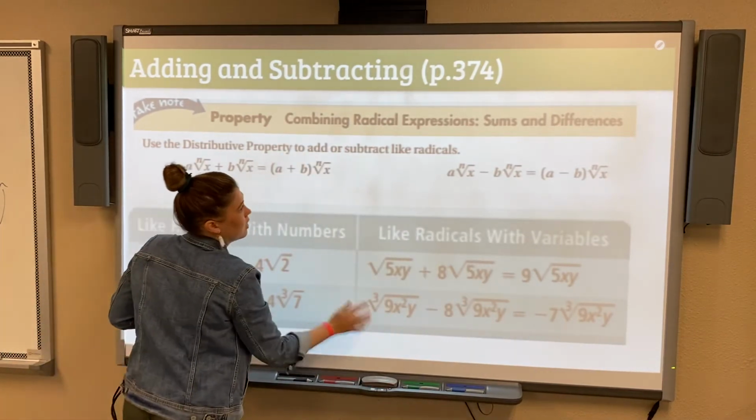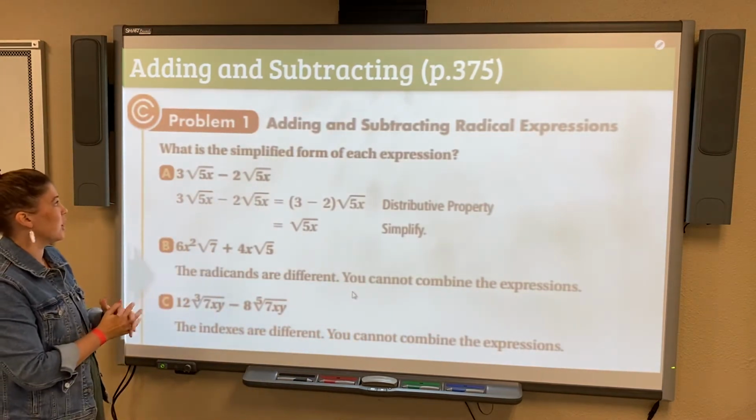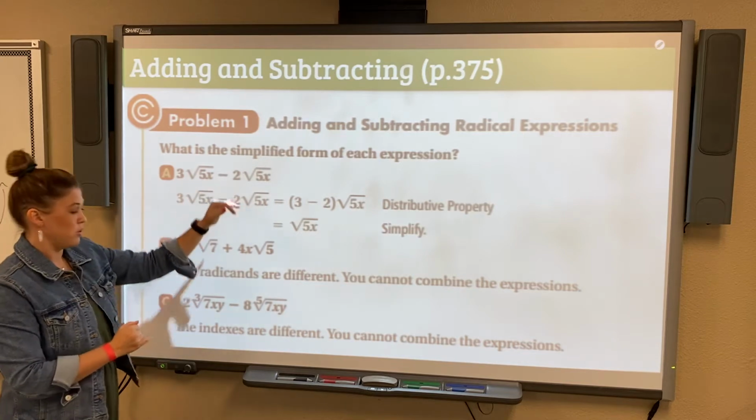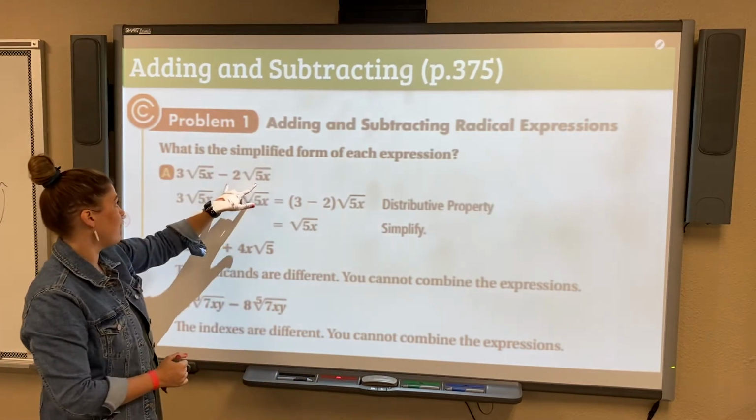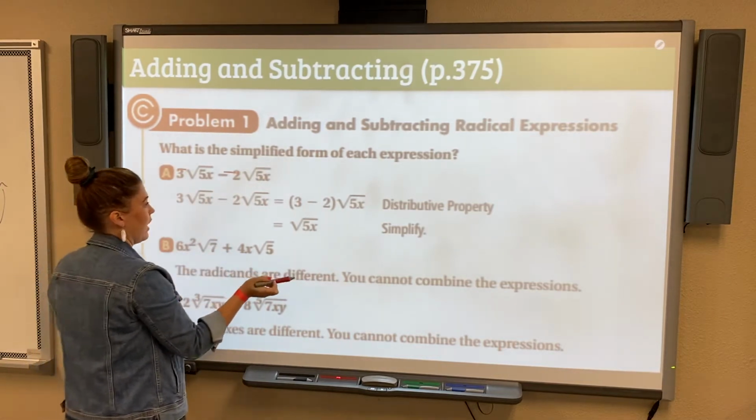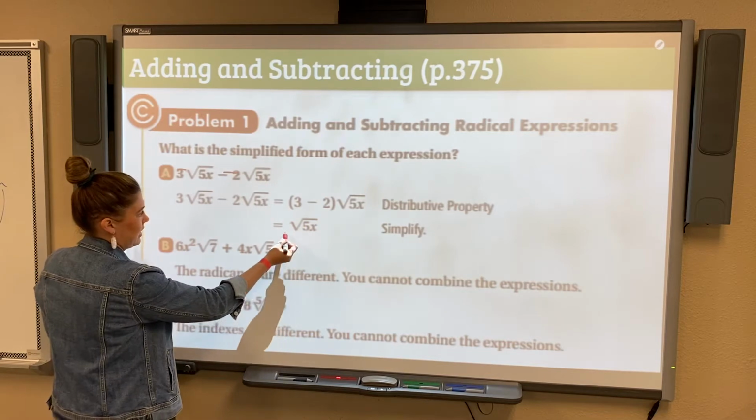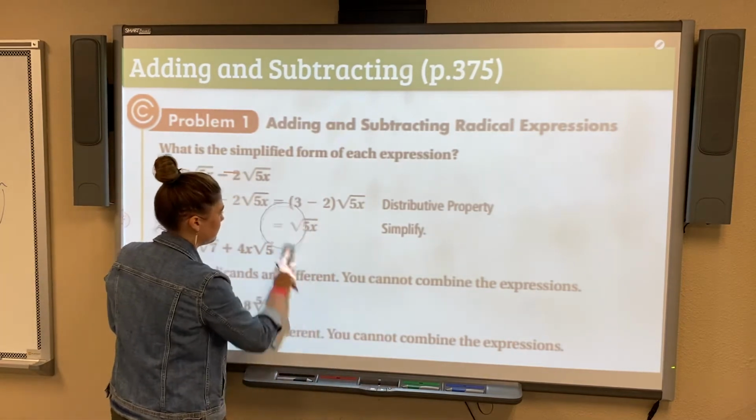Okay. So what is the simplified form of each expression? We have 3 root 5x minus 2 root 5x. Check, make sure the index is the same, so just root 5x, they're good. So all we do is say 3 minus 2 is 1. And so that's the same thing as, there's an invisible 1 here. All you would put is that root 5x.